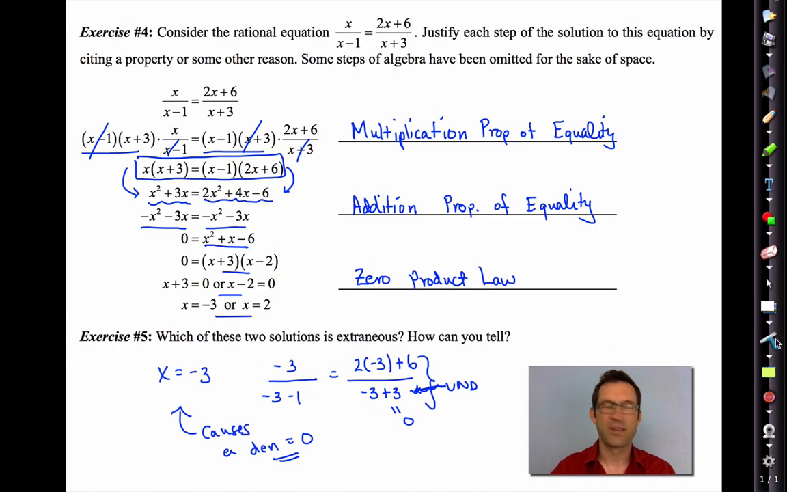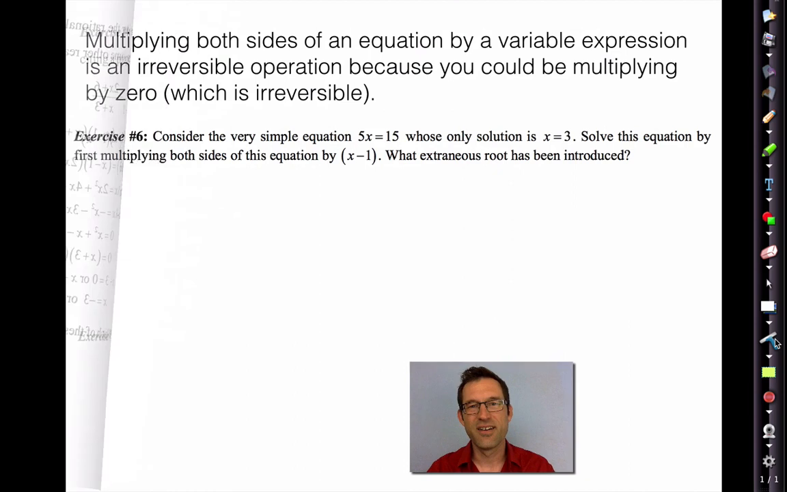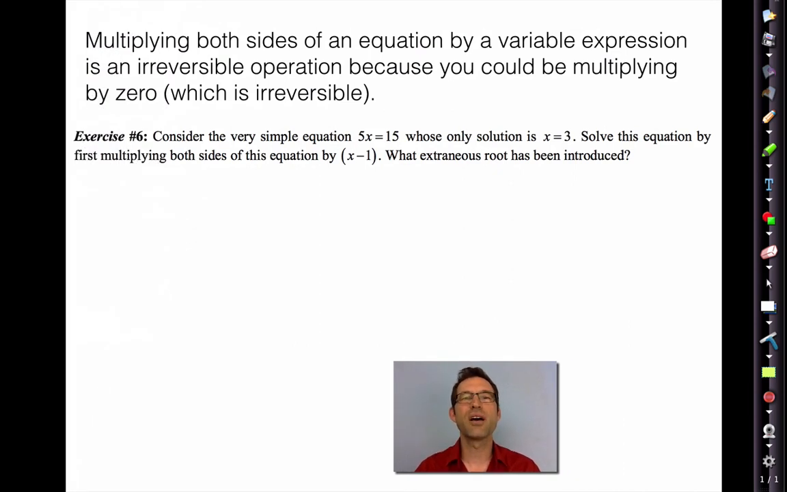All right, clear out the text. Okay, multiplying both sides of an equation by a variable expression is an irreversible operation because you could be multiplying by 0, which is irreversible. Now, this is really cool. Let's take a look at exercise 6.